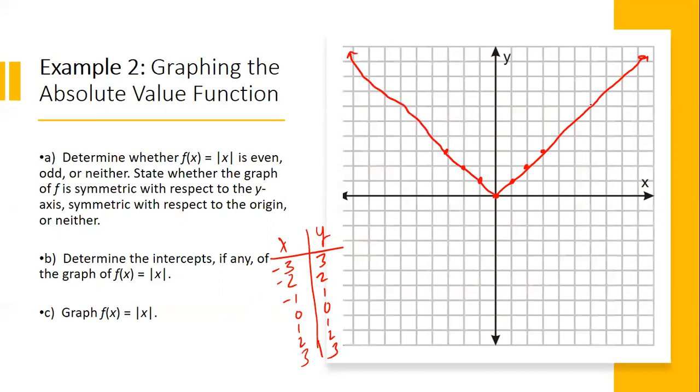This V shape has two lines. We have a negative slope on the left side and a positive slope on the right side. And our intercept is at 0, 0. And that's why we said it's decreasing and it's increasing. Questions about the absolute value function?